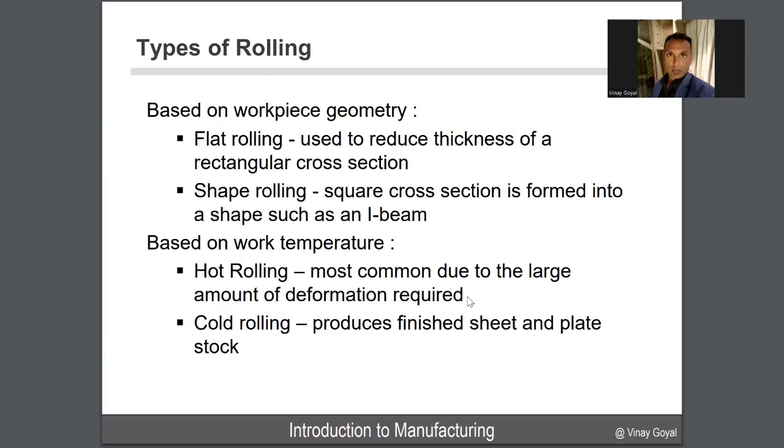Now there are types of rolling. Flat rolling is based on the workpiece geometry, and shape rolling is also based on the workpiece geometry. With flat rolling, you're reducing the thickness of a rectangular cross section. With shape rolling, a square cross section is formed into a shape such as an I-beam. Based on work temperature, hot rolling is the most common because you can apply large deformations, and cold rolling produces finished sheet and plate stock.